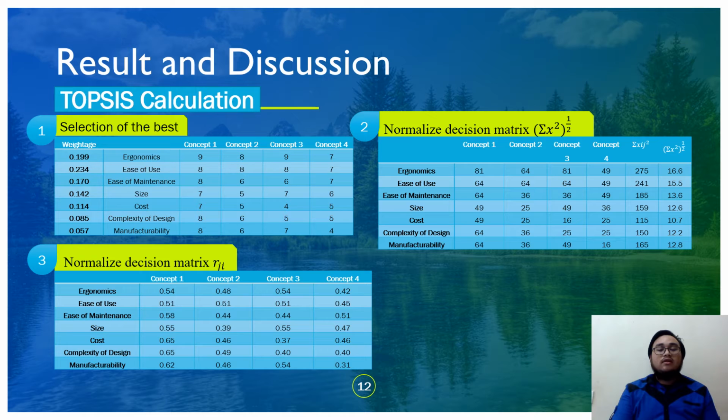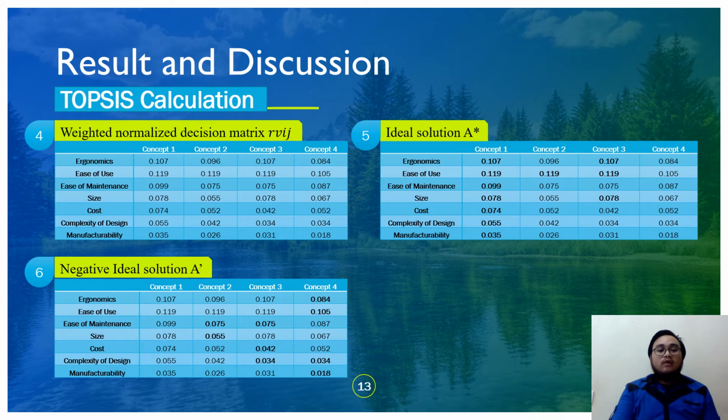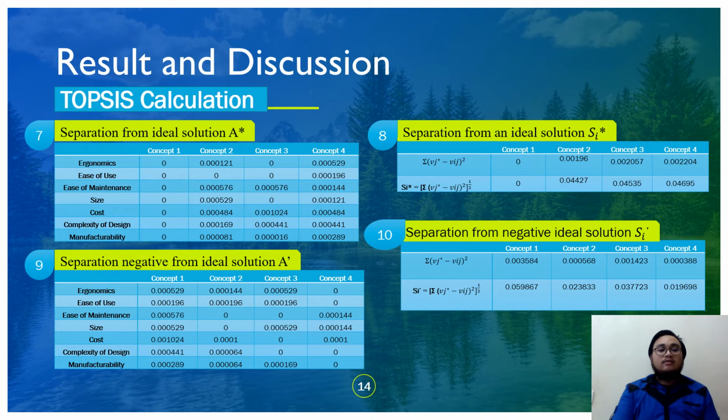This is the TOPSIS calculation to determine which is the best concept. First, the selection of the best, then the normalized decision matrix, and third the normalization decision matrix RIJ. Fourth is the weighted normalized decision matrix VIJ. Fifth is the ideal solution A. Sixth is the negative ideal solution A prime. Seven is the separation from ideal solution A. Eight is the separation from ideal solution Si. Nine is the separation from negative ideal solution A prime. Ten is the separation from negative ideal solution Si.